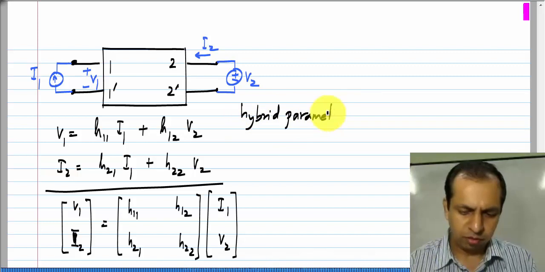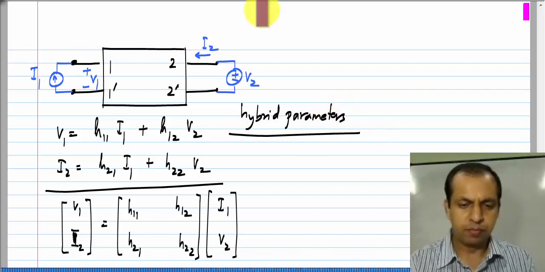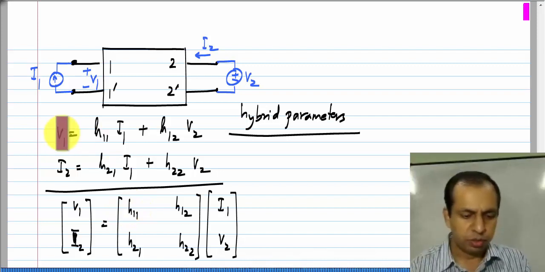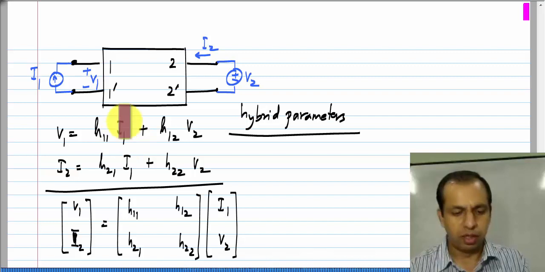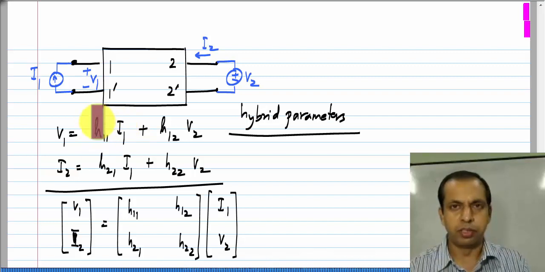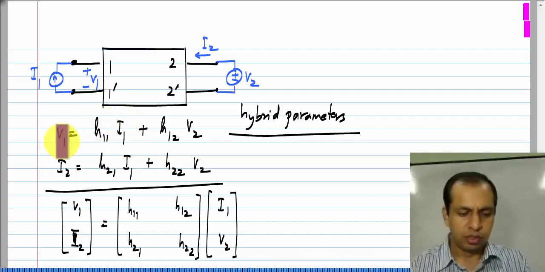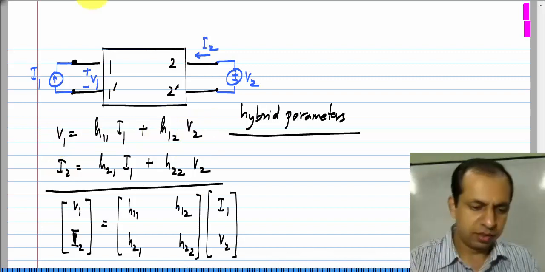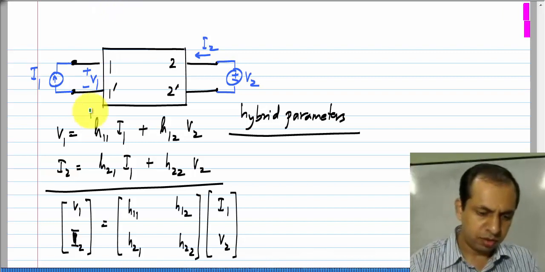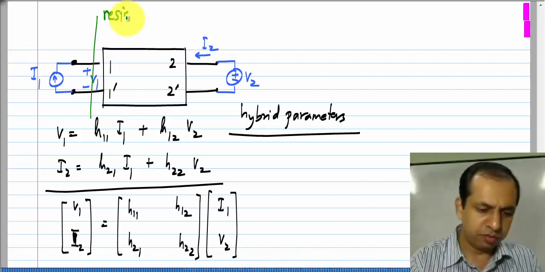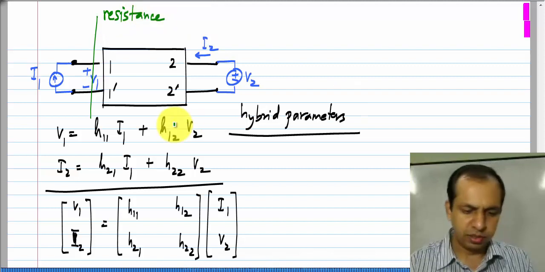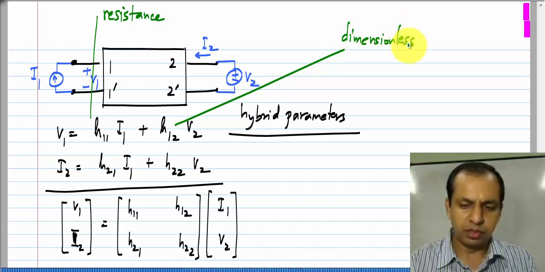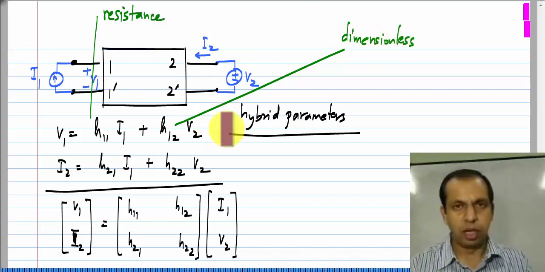So, these are known as hybrid parameters, and they are hybrid parameters because this voltage equals H 11 times a current. H 11 has dimensions of resistance. This voltage equals H 12 times V 2. So, H 12 is dimensionless. Okay. So, this has dimensions of resistance, that is dimensionless. This is obviously for dimensional consistency.